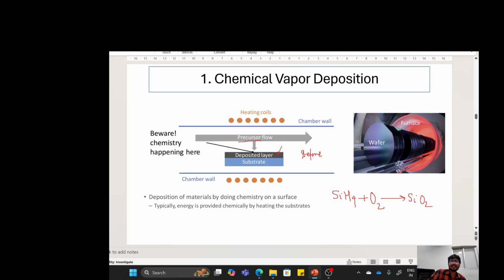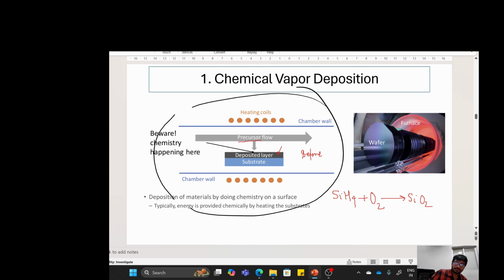This is just a cartoon of chemical vapor deposition, a process flow. So what do you need for chemical vapor deposition? This is the chamber.